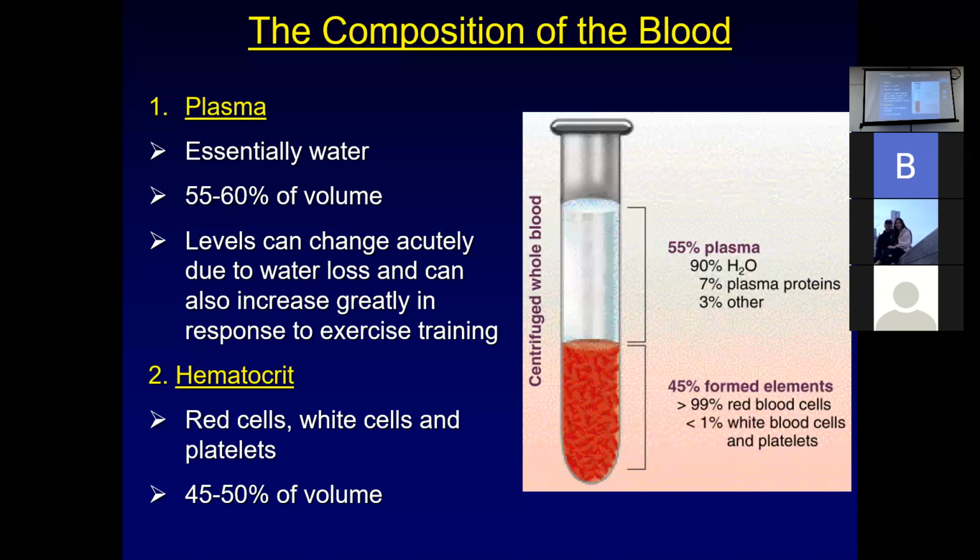Under normal, non-elevated altitude situations where you're not Lance Armstrong, you're not taking erythropoietin to make extra red blood cells, and you're lying about it, plasma is somewhere between about 55 and maybe 60% of your blood volume. So more than half of your blood is just water, or it's water with some ions. Levels can change acutely due to water loss and can also increase greatly due to exercise training.